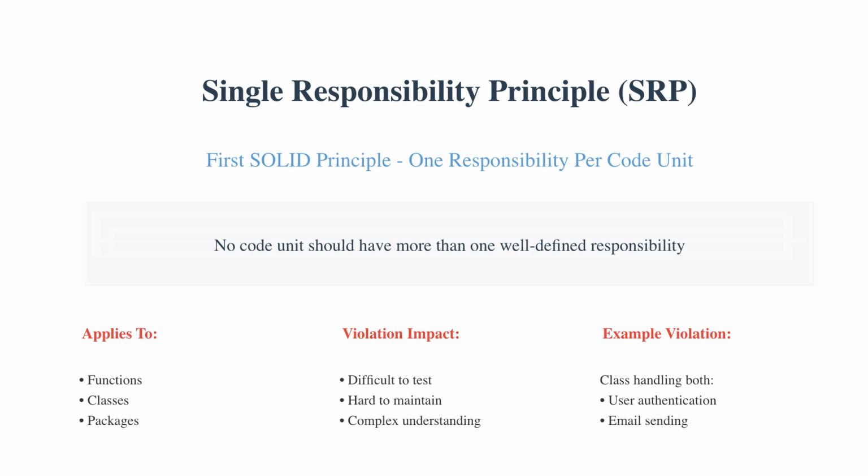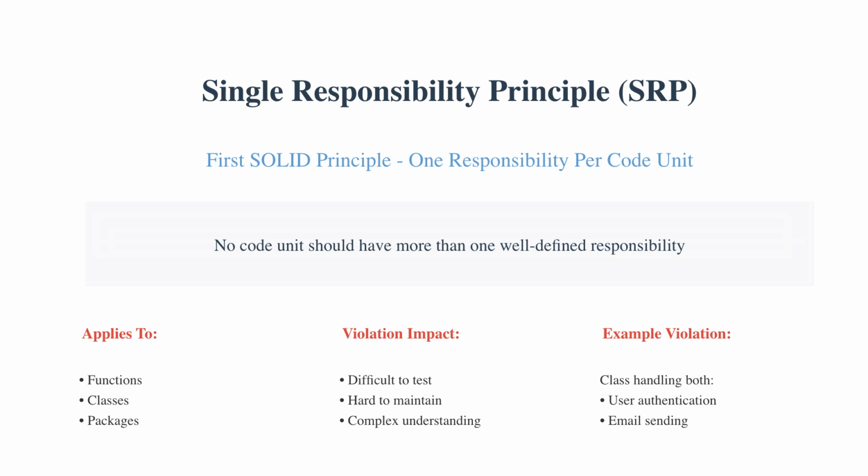Building on our introduction to SOLID principles, let's dive deep into the first and arguably most fundamental principle. The Single Responsibility Principle, or SRP, is the foundation that all other SOLID principles build upon. It's elegantly simple in concept, but profound in its impact on code quality. At its core, SRP states that no code unit should have more than one well-defined responsibility. Think of it as the do one thing well philosophy applied to software design.